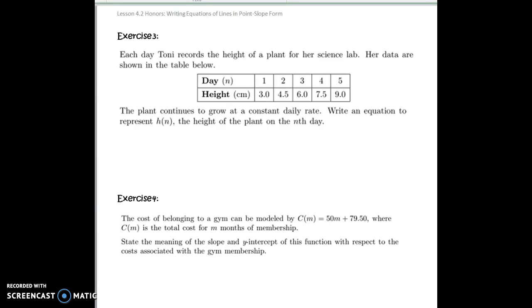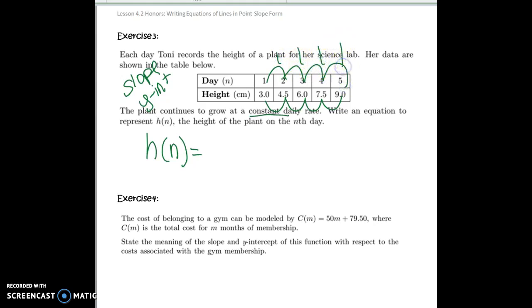Okay, so exercise 3, each day, Tony records the height of a plant for her science lab. Her data is shown. Plant continues to grow at a constant daily rate. Write an equation, h of n. Constant. That means it's a line. So when we're coming up with equations of a line, we need your slope and the y-intercept. So the slope, change in y over change in x. So the x's are increasing by 1, the y's are increasing by 1.5, so your slope is 1.5.